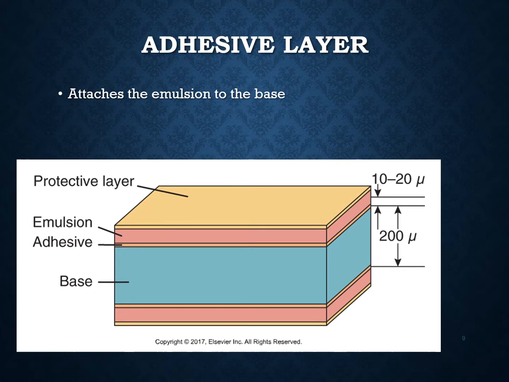All right, so the adhesive layer does probably exactly what it sounds like it does. It attaches this emulsion to the base. The adhesive layer covers both sides of the film base, the upper and the bottom, and it's added to the film before the emulsion is applied.